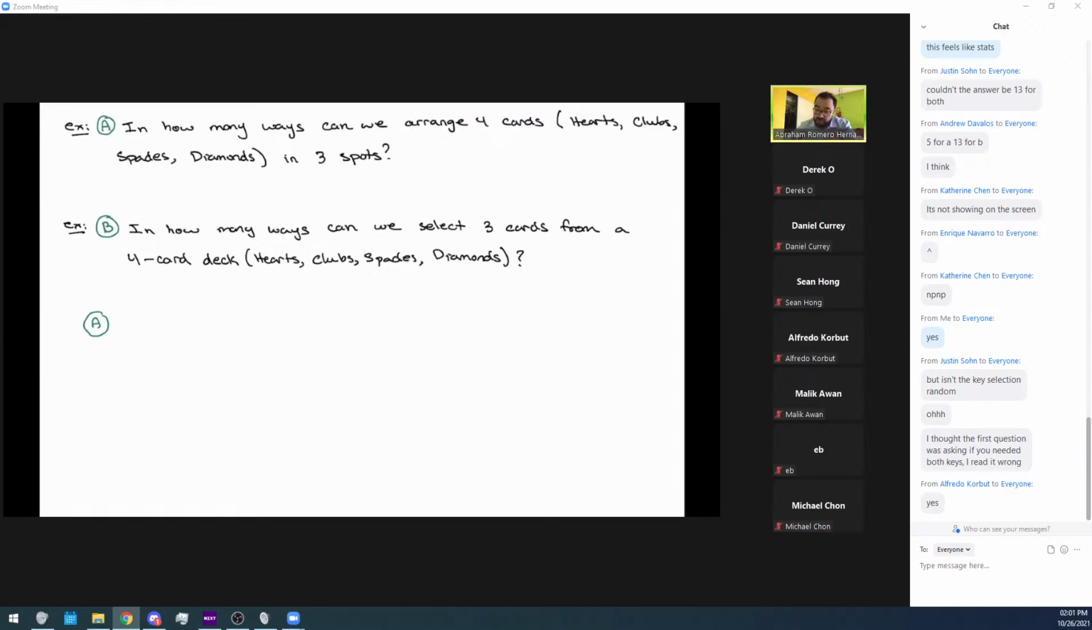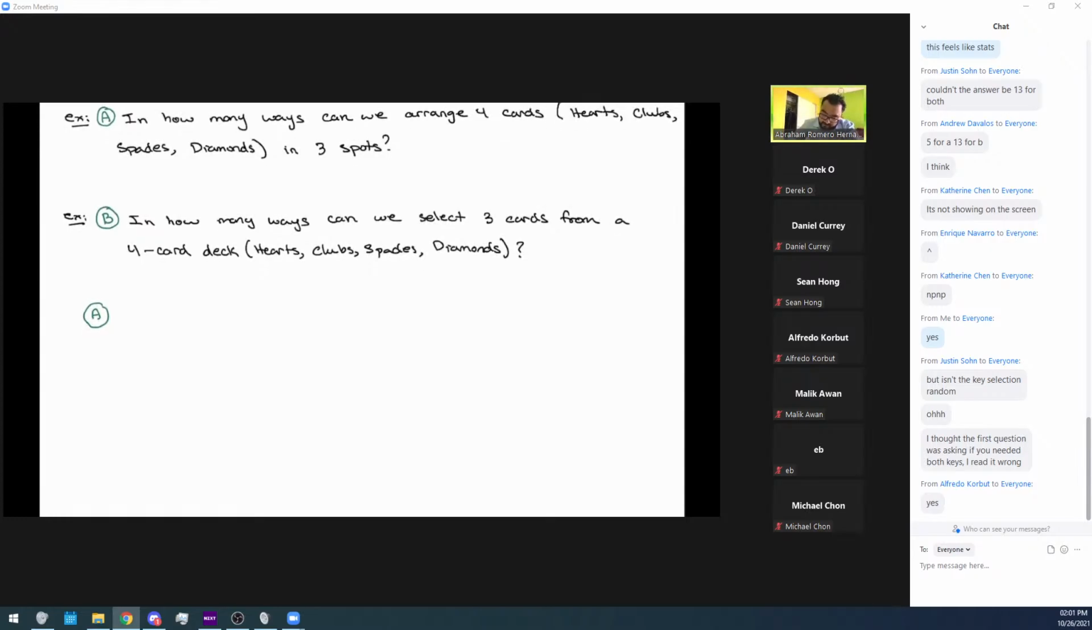Can we arrange 4 cards in 3 spots? So let's look at this. We have 3 spots: 1, 2, 3. Right? I can do hearts, clubs, and diamonds. Awesome. But I can also do hearts, and then diamonds, and then clubs.